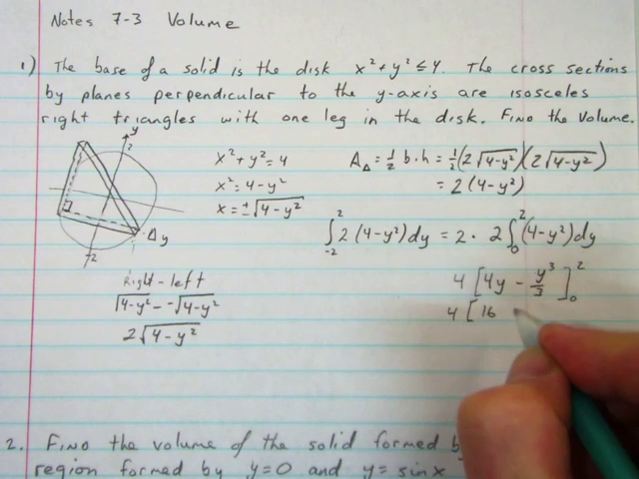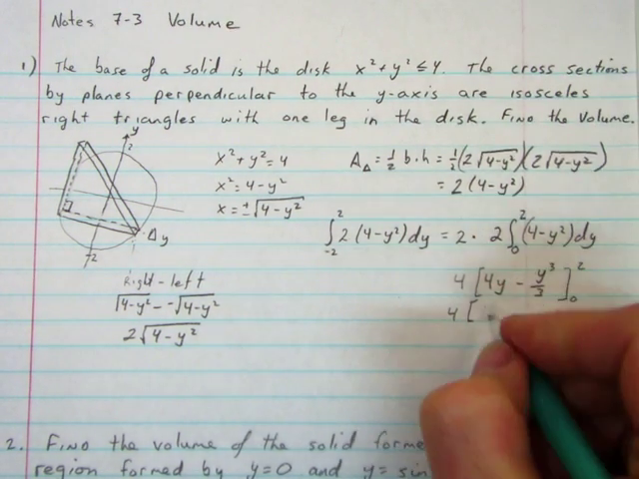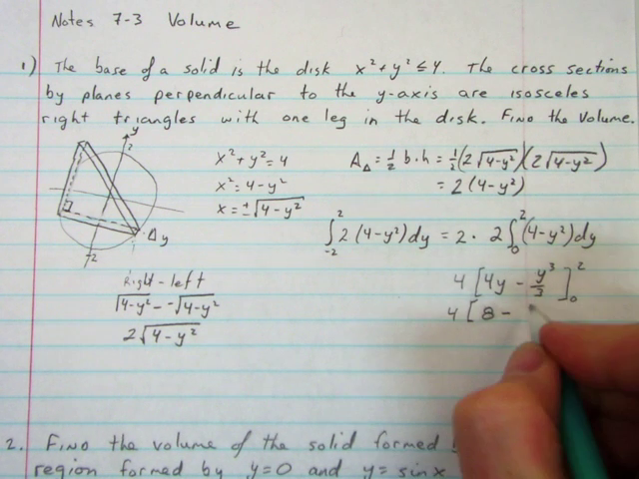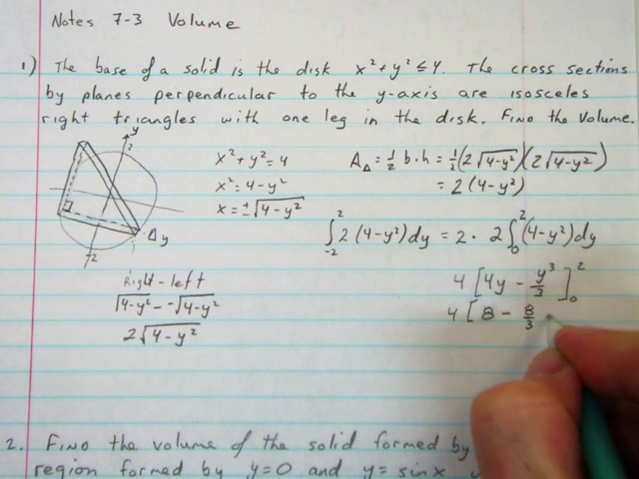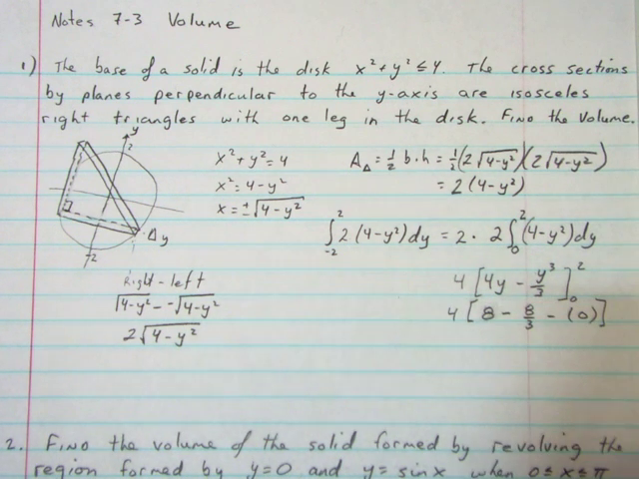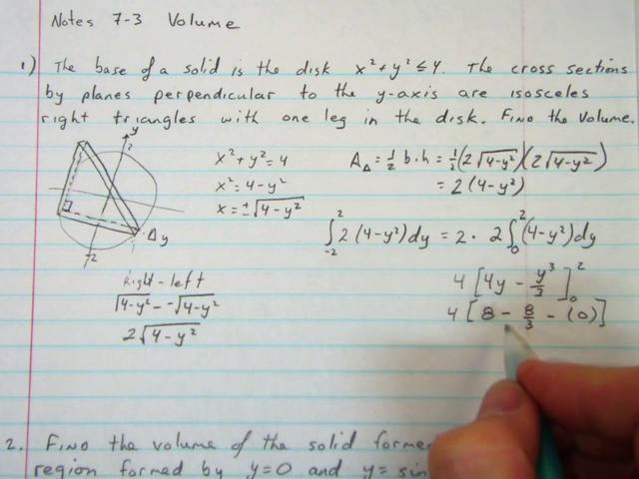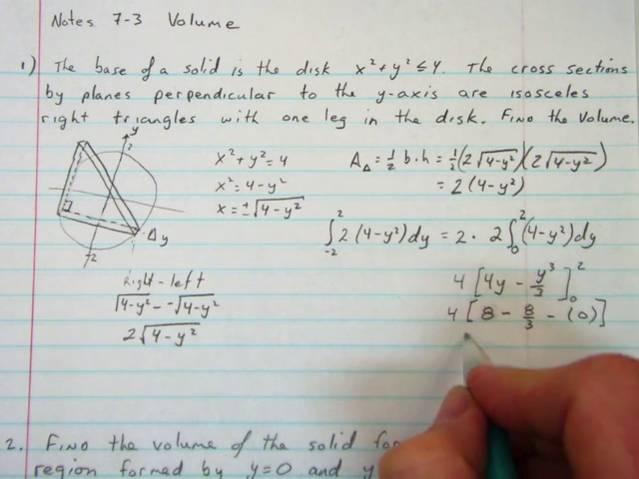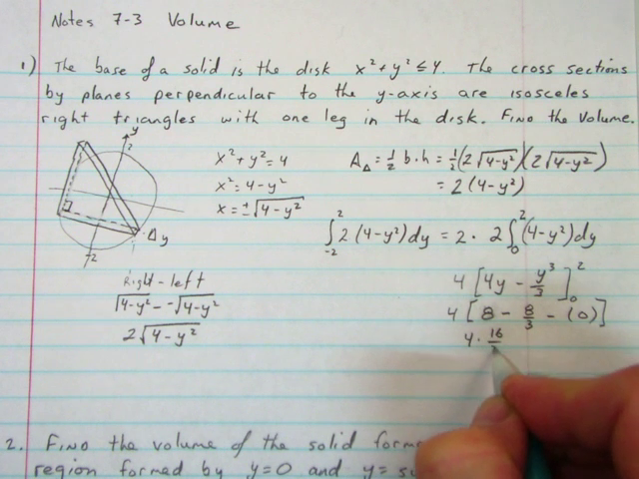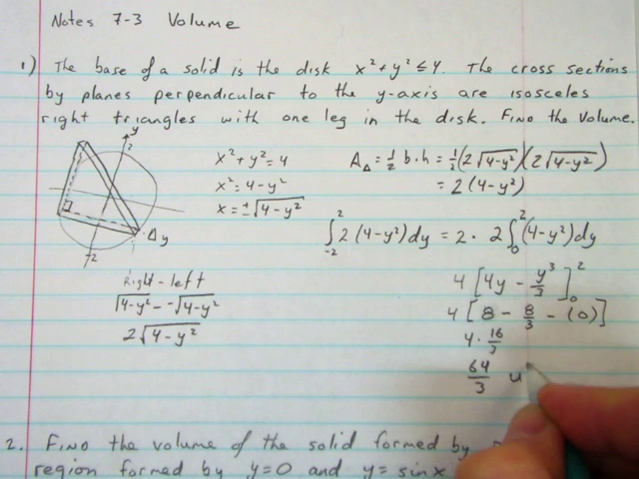Plug in our 2, so 2 would be 8 minus 8/3 minus, now since we have 0 there, it's more convenient to evaluate. And now this will be 24 over 3 minus 8 over 3, so that'll be 4 times 16/3, which will be 64/3, and that'll be units cubed.